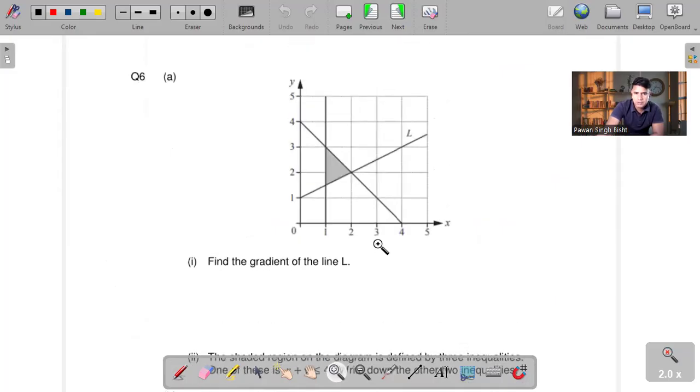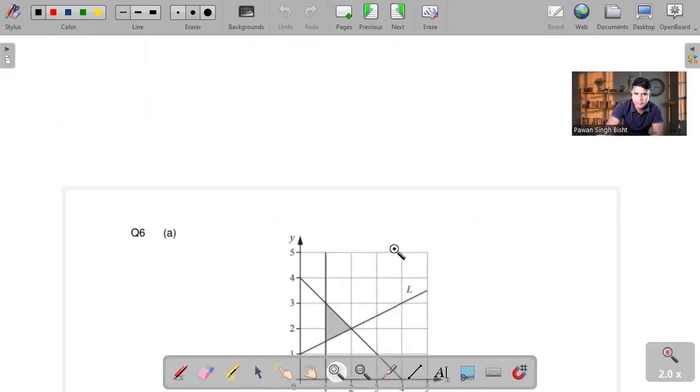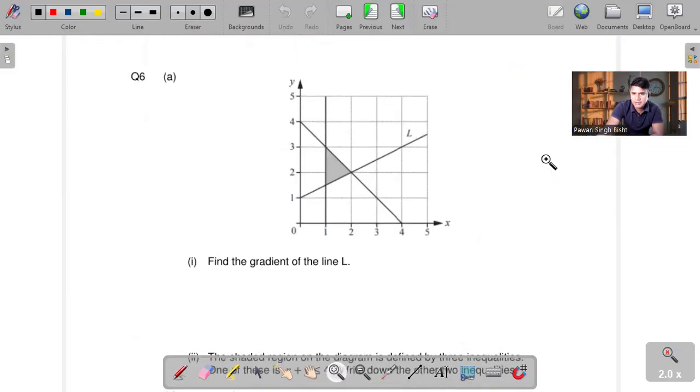Now, sixth question. One of the questions I am leaving for you to try. So how to find the gradient? The formula of gradient I am giving. The first part I'll do for you because gradient is something we haven't discussed, but you have studied it in coordinate geometry. So this point is 0, 1, and this point is 5, 3.5, because it is exactly between 3 and 4.